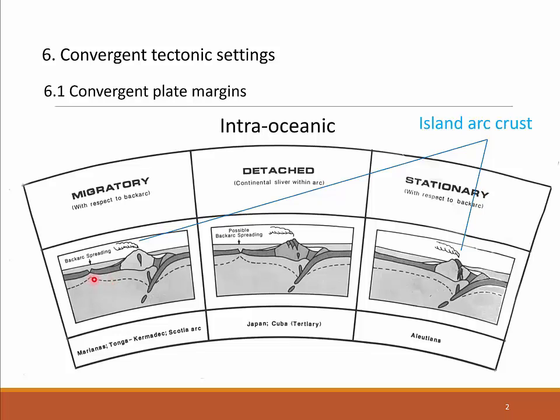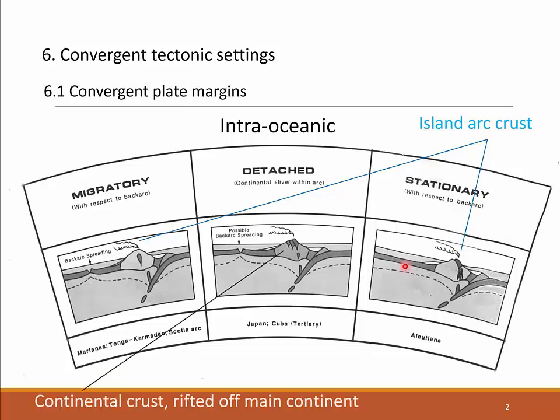In the case of the migratory back arc, we find oceanic spreading, back arc spreading, where new oceanic crust is formed. In the stationary, we do neither find contraction nor extension in the back arc oceanic crust.